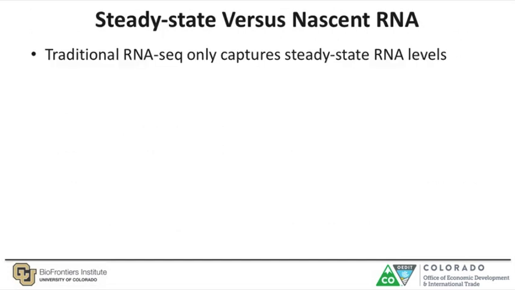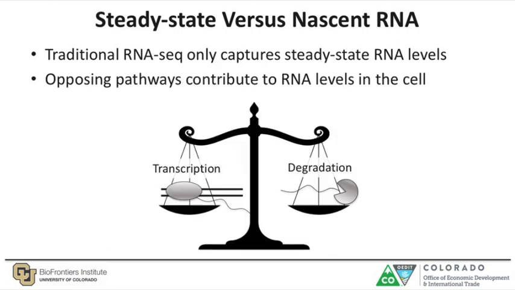An additional and important consideration for RNA sequencing is that RNA-seq only measures steady-state RNA levels and is not a direct readout of gene expression or transcription. In the cell, there are two opposing pathways that contribute to the level of any given RNA. Transcription adds RNA to the cell, and degradation removes it. The difference in the rate at which an RNA is made and the rate at which it is degraded ultimately determines how much of that RNA will be found in the cell at any given point in time.